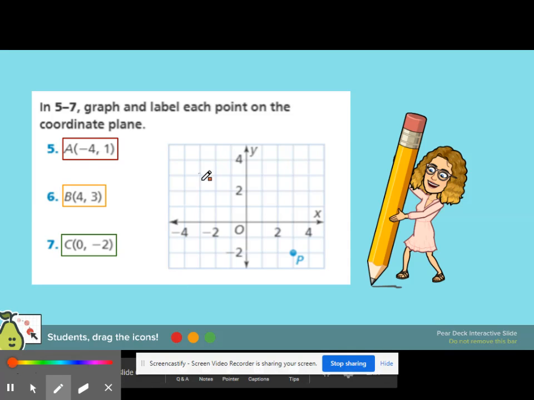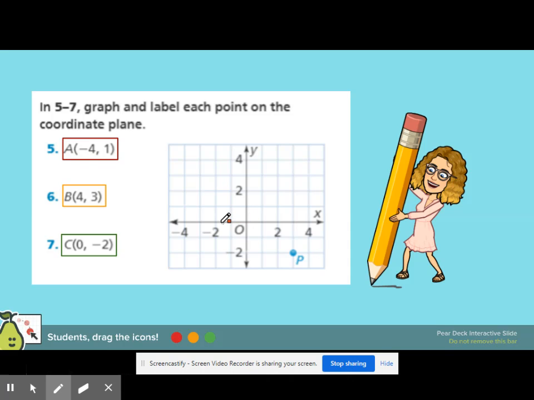So A is -4, 1. You have to shuffle on the carpet. So I go to -4 before I can climb the stairs. So I would put a dot, and just to be extra, I'm going to put the A as well. That is where A goes.